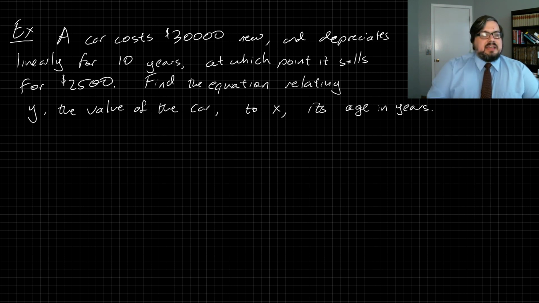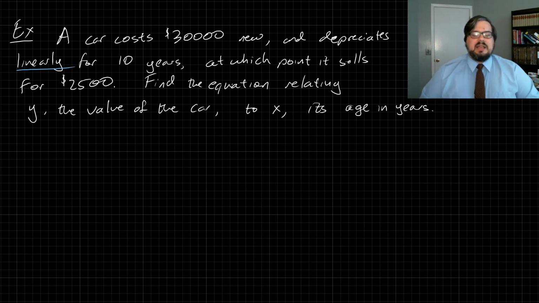So, the key word here that lets us do anything with this problem is, of course, the word linearly. Now, the notion of depreciation is that physical objects, machines, over time become less valuable. A car that was made 10 years ago is not nearly as expensive as one that was made today. And so in this problem, we're given a particular car that we're looking at, and we want to find the equation that relates the car's age to its value.